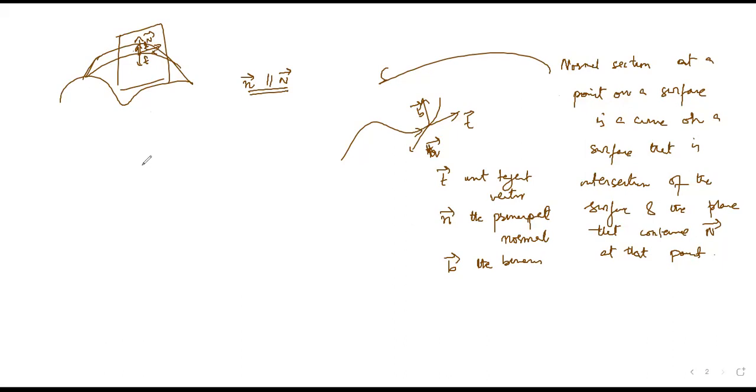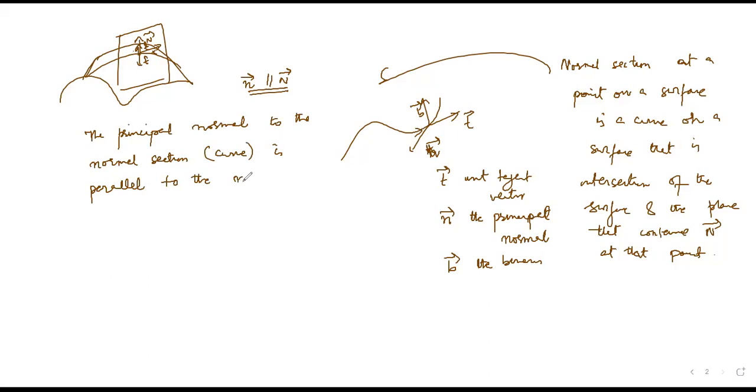तो curve का जो principal normal है, तो वही मैं यहाँ लिखूंगा: the principal normal to the normal section, which is a curve, is parallel to the normal to the surface N.